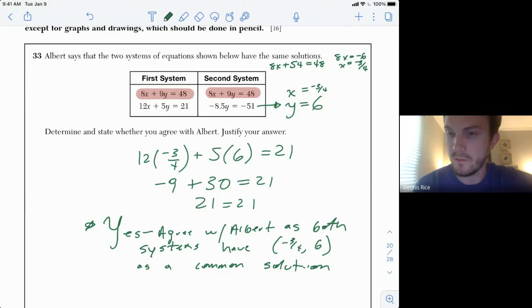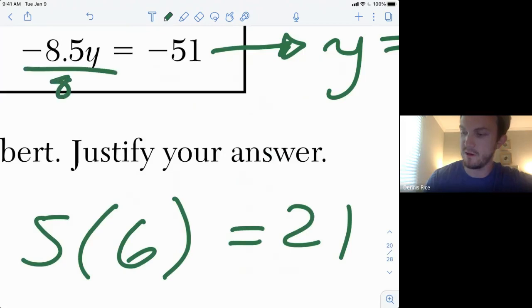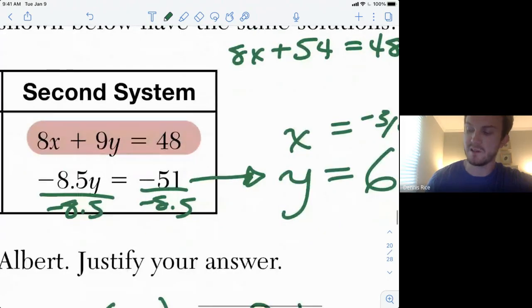Wait, so if we plug y into the bottom equation, yep. Justify is usually more like math work, Rachel. Explain is usually more verbal. I don't get how you got 8x plus 54. We plugged in a 6. So we got y equals 6 because this was basically solved for, right? And then in the top equation, just like if you were solving a system normally, when you get one variable, you plug it in to find the other one. We plugged in a 6 for y. 9 times 6 is 54.